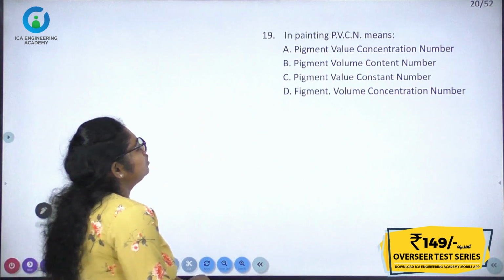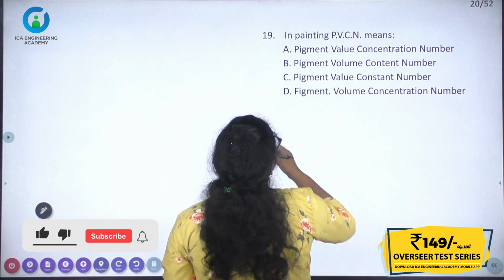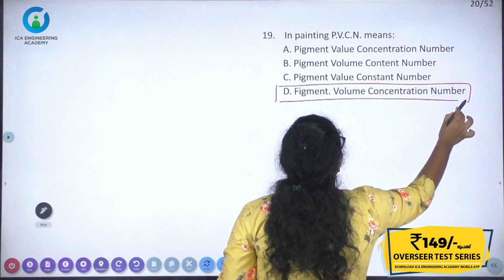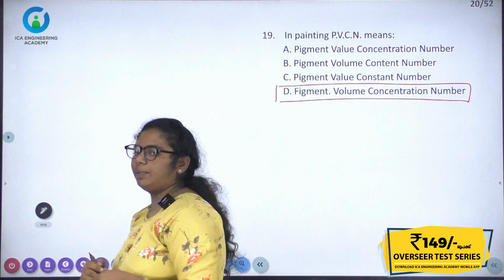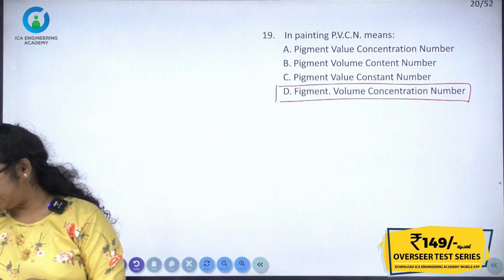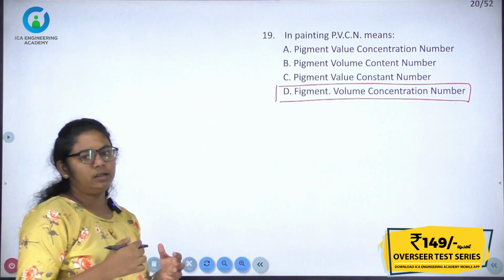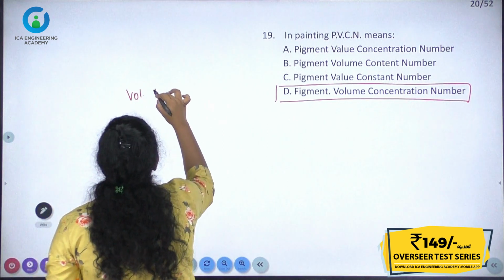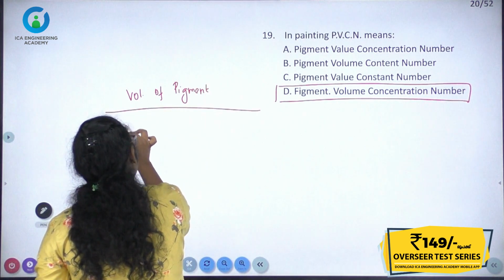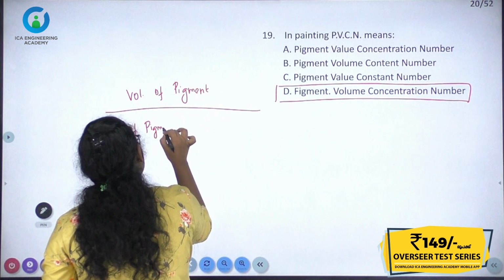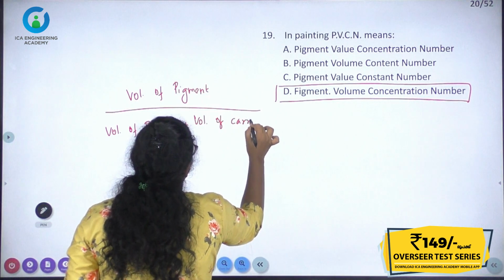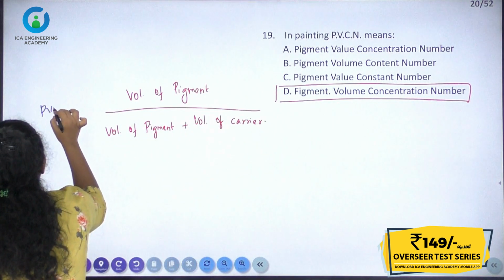Painting: PVCN. What is meant by PVCN? The abbreviation PVCN stands for pigment volume concentration number. That is the volume of pigment divided by the volume of pigment plus the volume of carrier. This is called the PVCN.